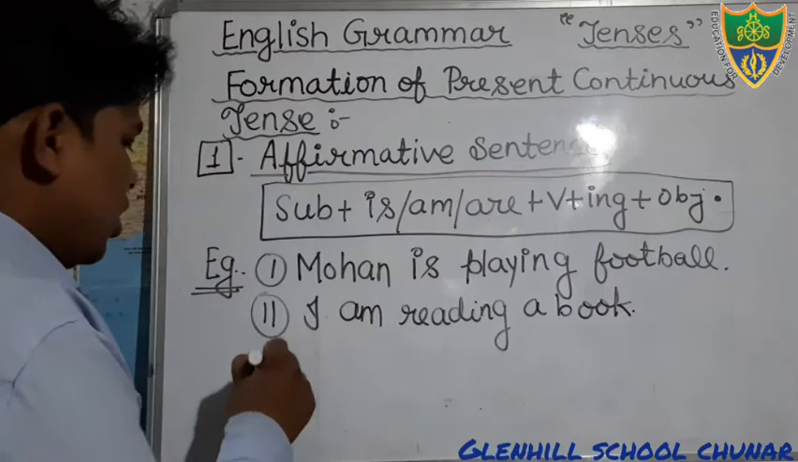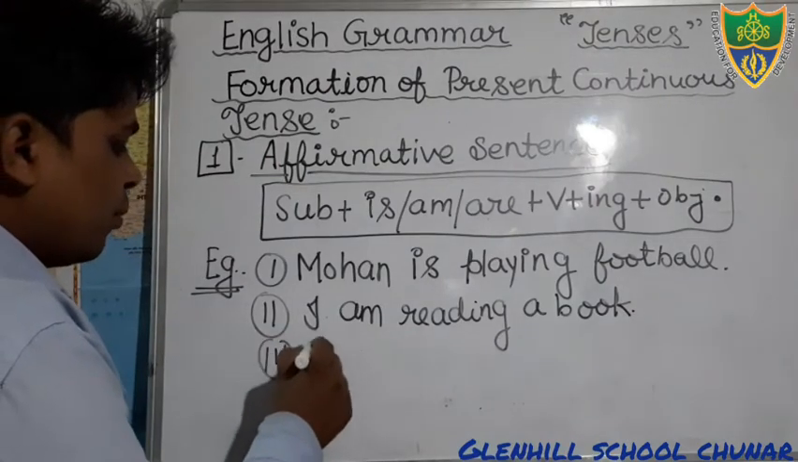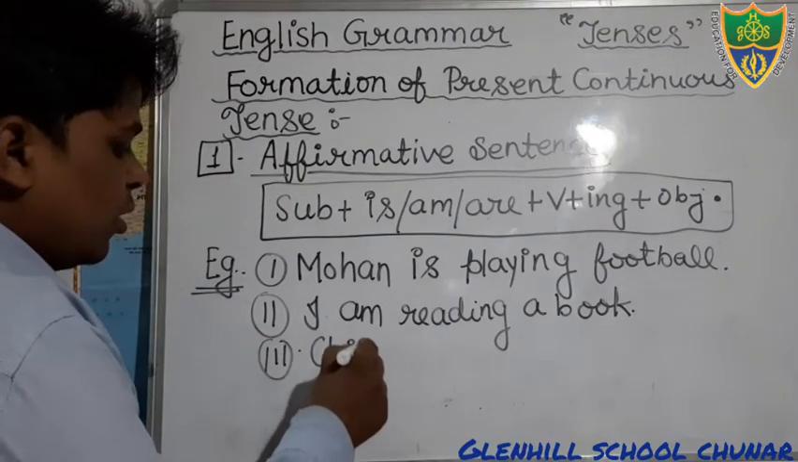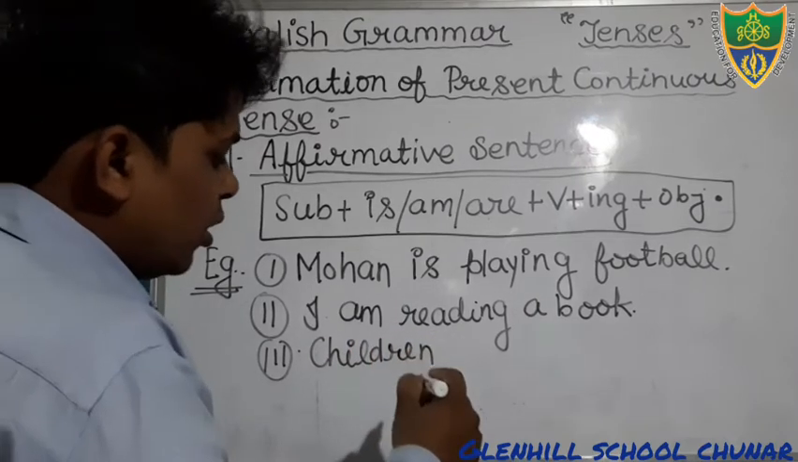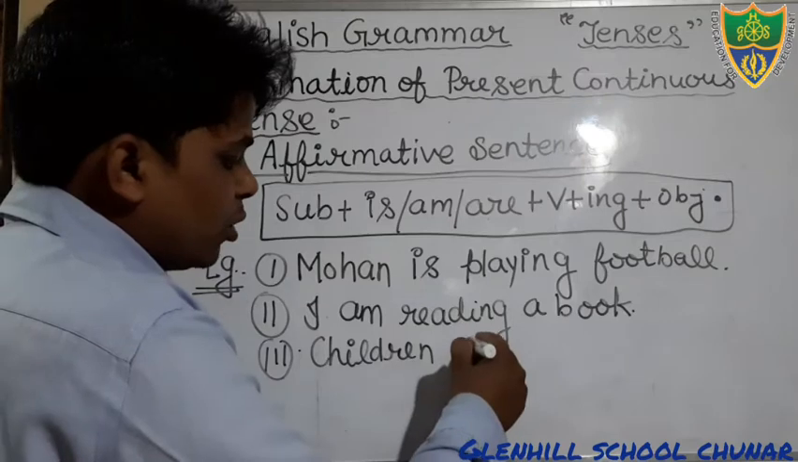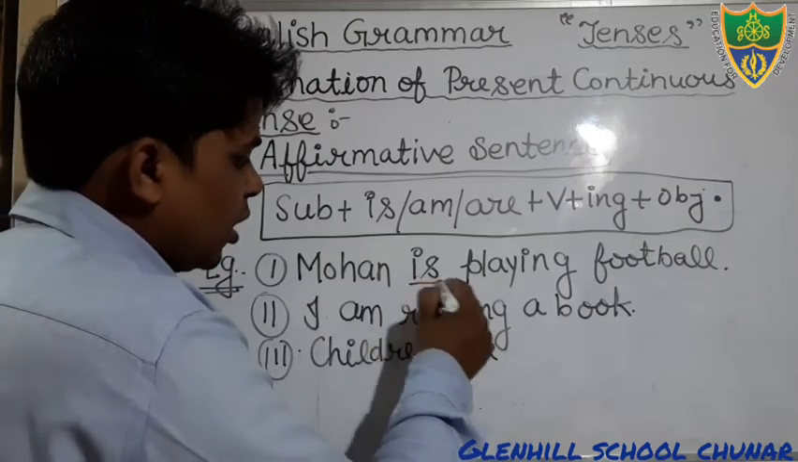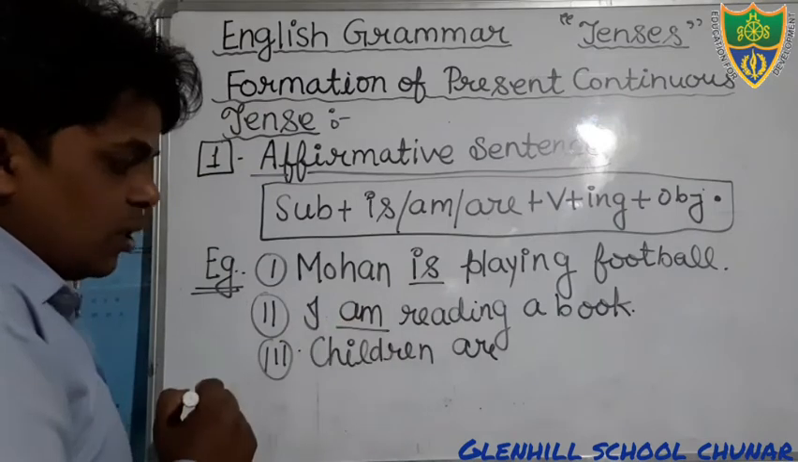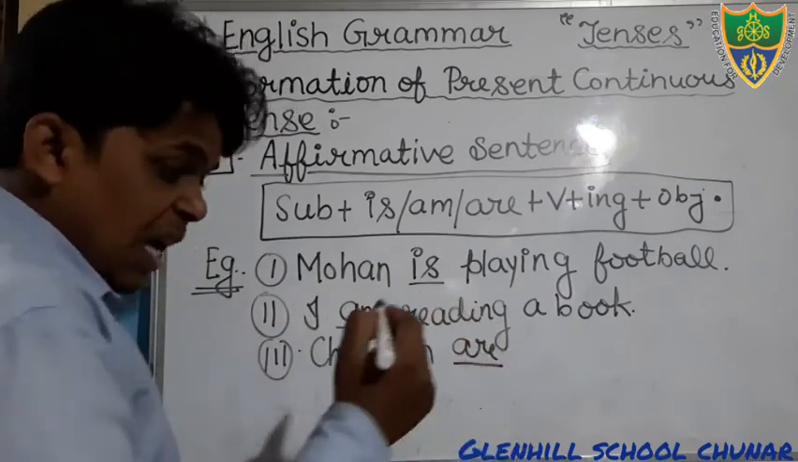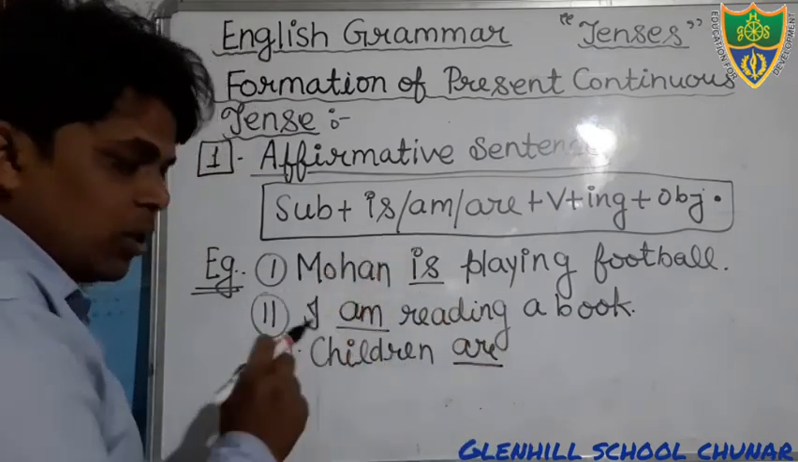Third example, one more example we can see. Suppose that your subject is children. Child is singular and the word children is plural. Children is plural, so we will use the helping verb are. You can see here the helping verb used is is, here the helping verb is am, and here the helping verb is are, according to the subject.